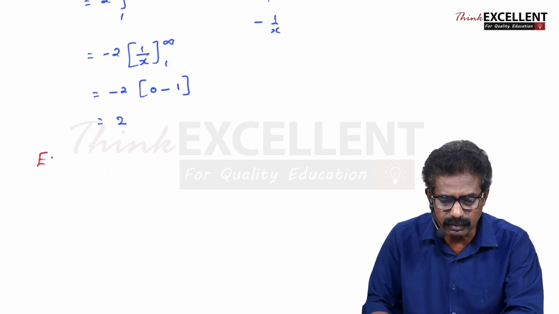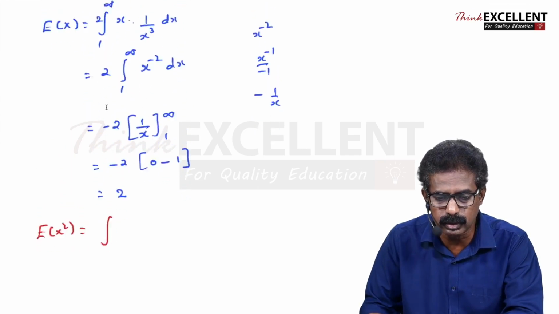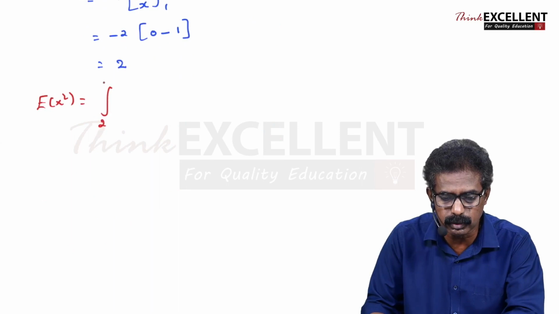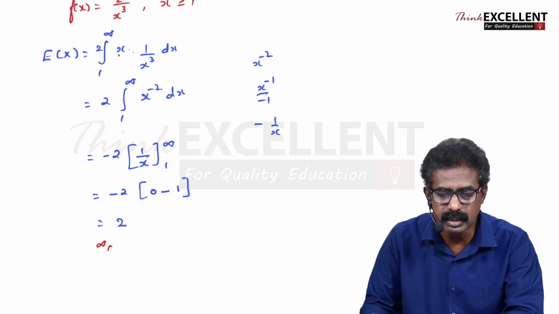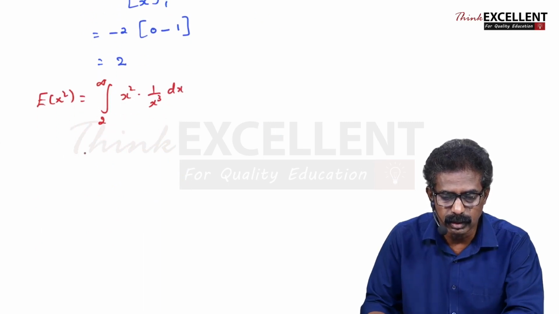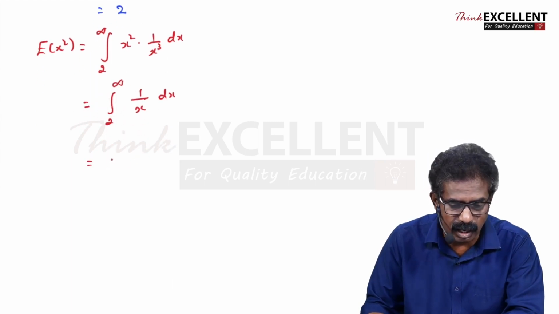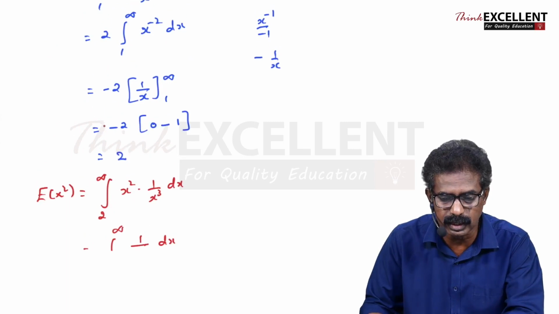Now E of x square. E of x square means integral x square into f of x. So 2 into 1 to infinity, instead of x you write x square into 1 by x cube dx. So integral 2 to infinity, cancel, you will get 1 by x dx. 1 by x integration is log x. So 2 is there.